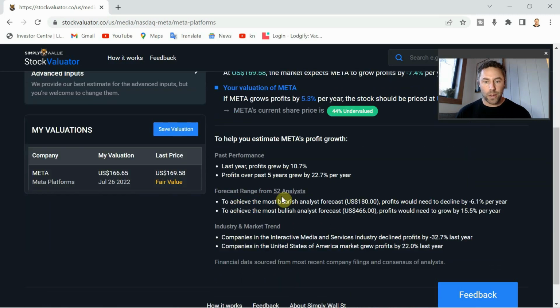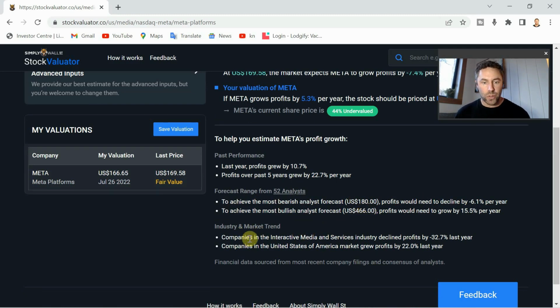And also, if we carry on down here, we can see it's covered by 52 analysts, and out of those, the most bearish are putting it at $180, which would mean the profits will decline by 6.1%. So that's still currently under where it's trading at today. Then the most bullish on the other end of that are saying that profits will grow by 15.5%, giving it a share price around that $466 mark.